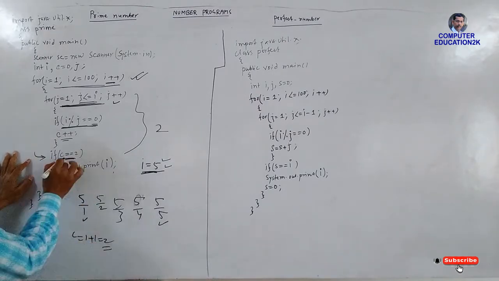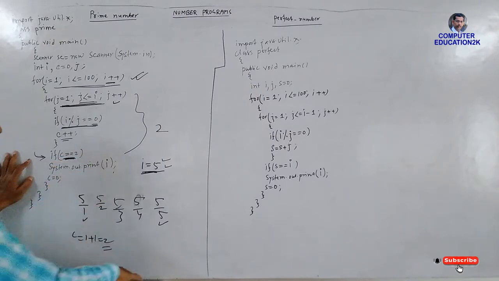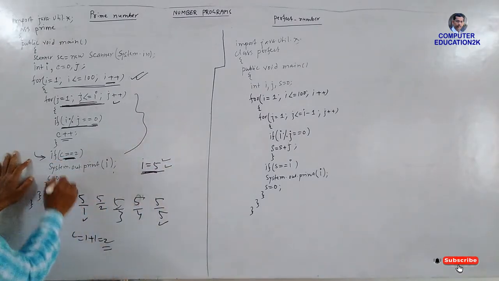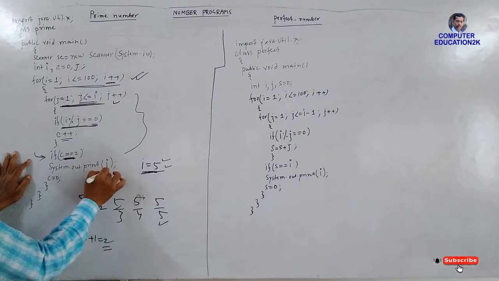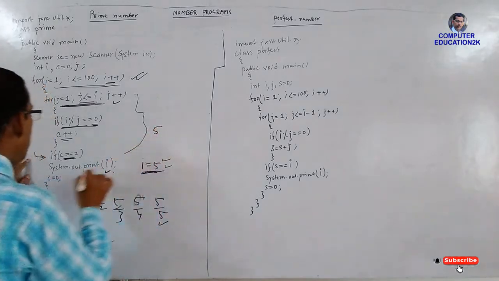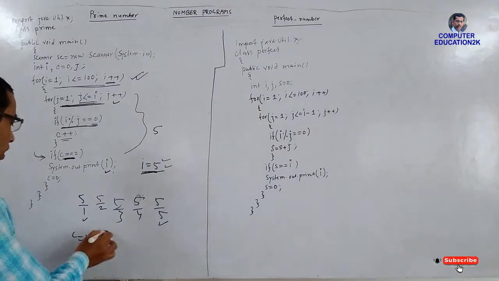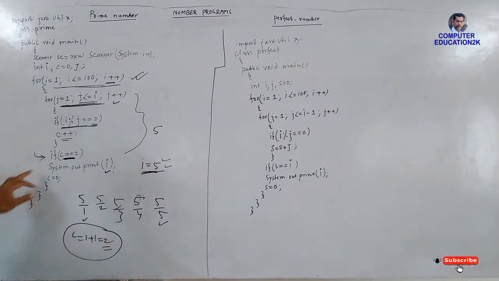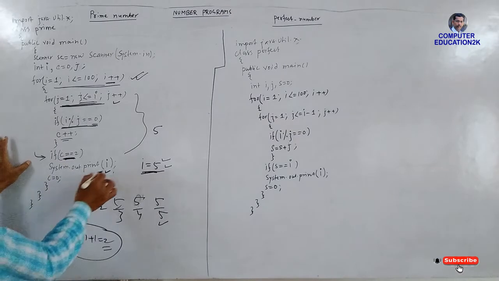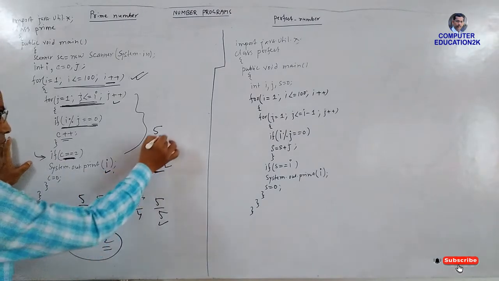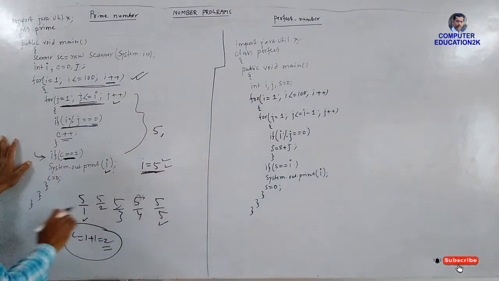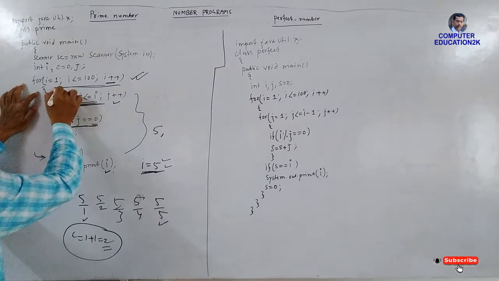C is 2. Now this computer will check, is the condition true? Yes, C equals 2. Then the computer will print 5. Because C is 2, you have seen the value of C has become 2. So the condition is true and the computer will print 5 because I was 5. Then next time I value will be 6.